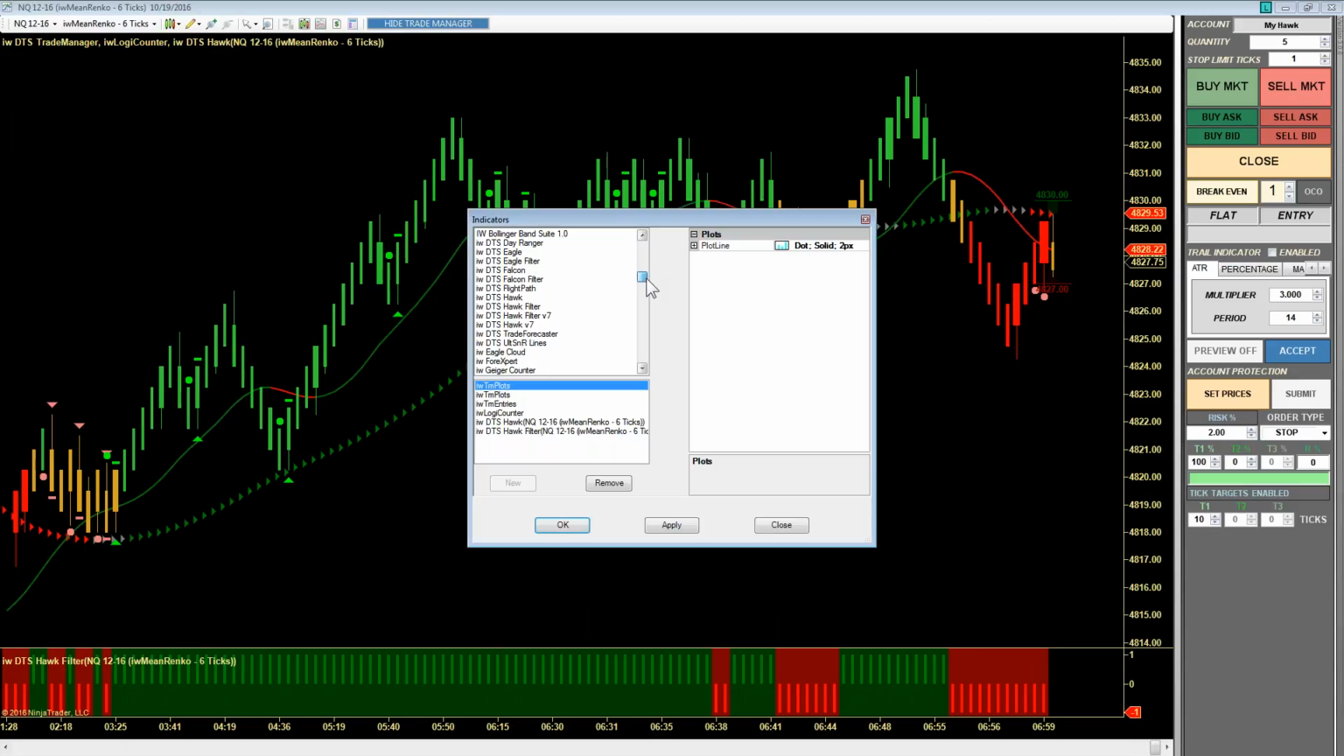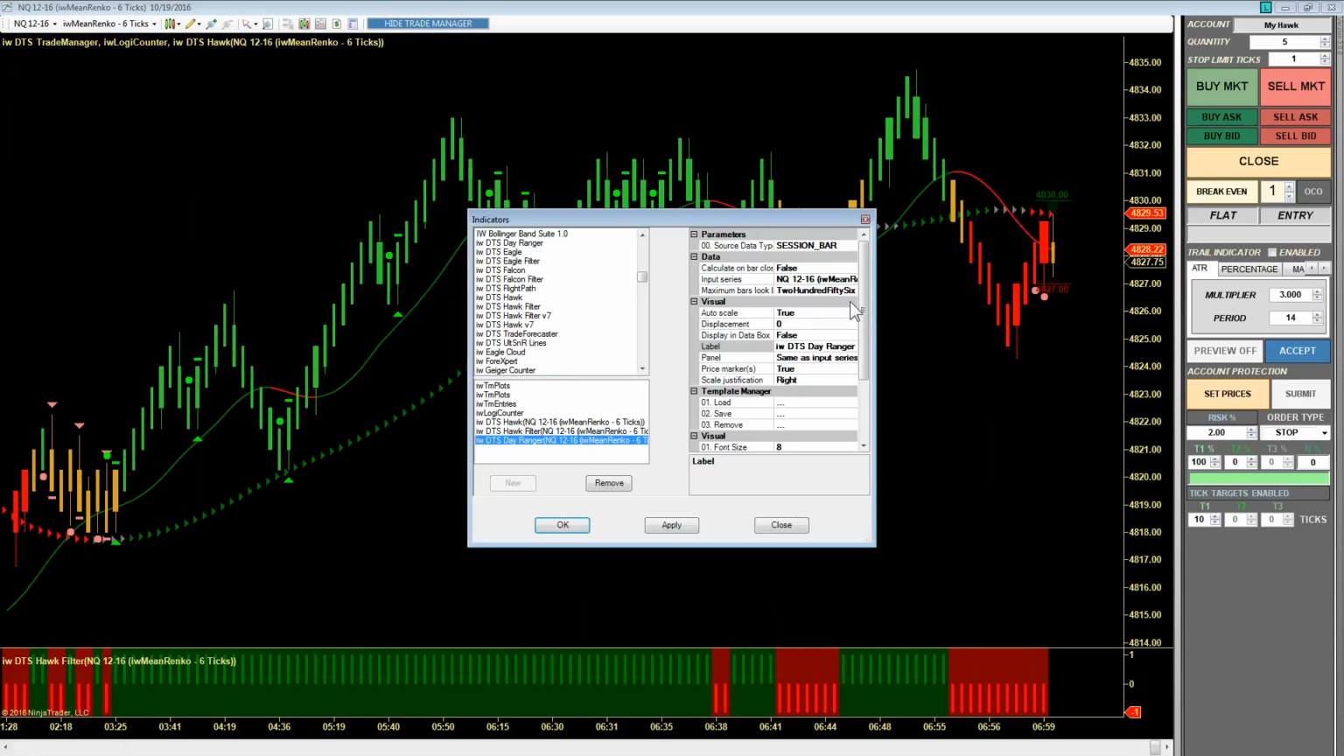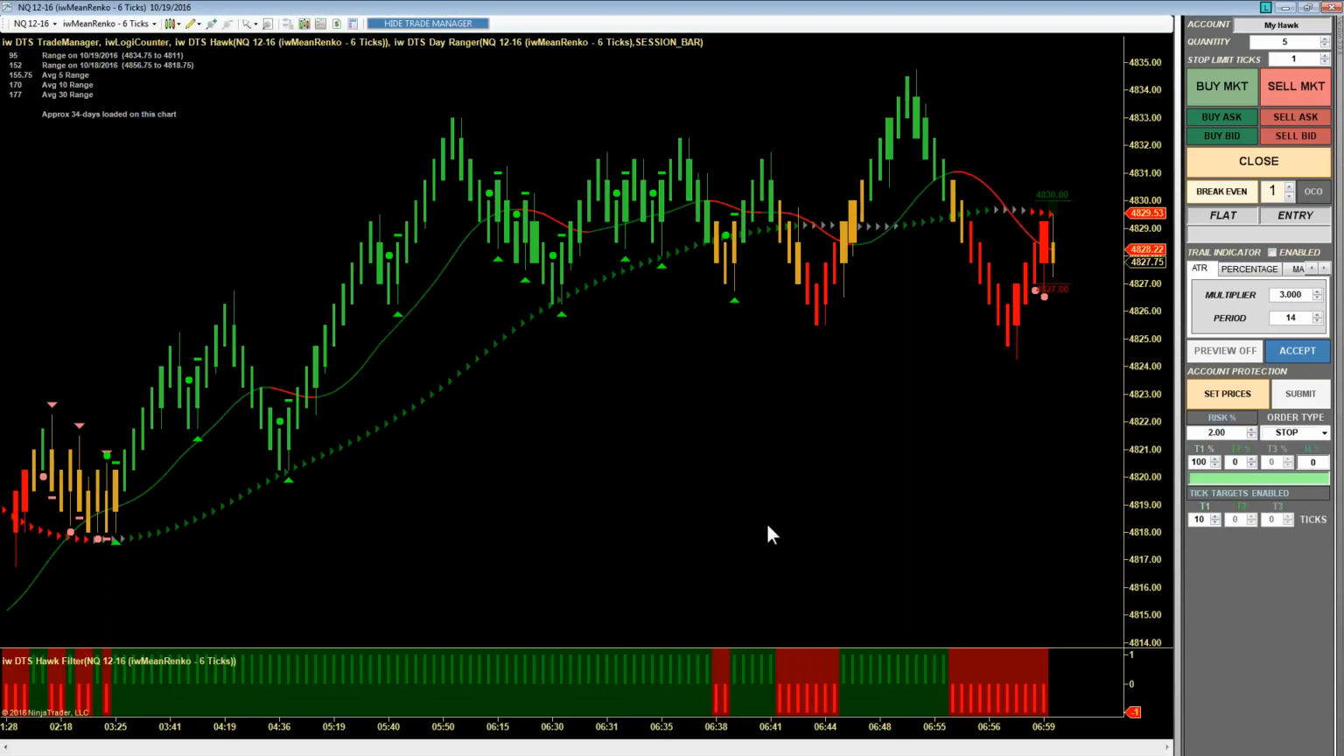The Day Ranger is another one of these add-ons, meaning that it will work on any chart. It does not need to be a DTS chart. But what the Day Ranger does is it gives you the daily range. So today's range 95 ticks, yesterday's range 152, the 5-day average just under 156, 10-day average 170, and the 30-day average just under 180. Well, what does that tell me?